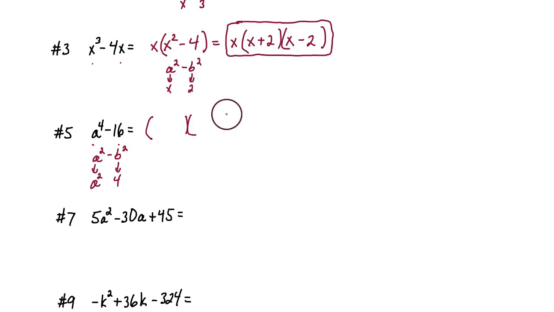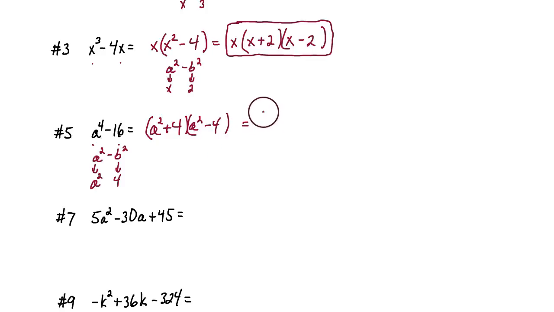2 sets of parentheses. What times what makes a to the 4th? A squared times a squared. What times what makes negative 16? Positive 4 times negative 4. Let's look at these factors to see if either of them fits a special pattern. The first one does not. While these are both perfect squares, there's a plus sign in the middle, and we don't have a special pattern for that. But this one over here is a difference of squares, like we've been practicing.